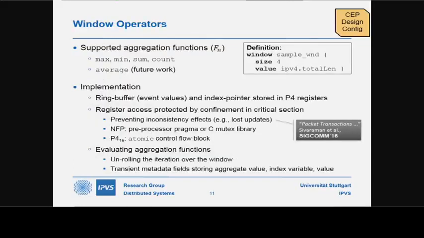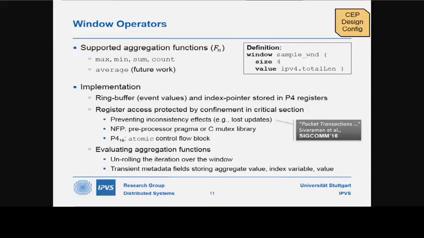So for the window operators, you see a definition, an example to the right. You can give it a name, obviously, and you determine the size of the window, and you specify a value that is to be stored within these windows. And this could be any valid packet header or metadata field. The currently supported aggregation functions are maximum, minimum, sum, and count. And for reasons that we heard earlier today, we leave average for future work since there is no division operator and no floating point support in P4.